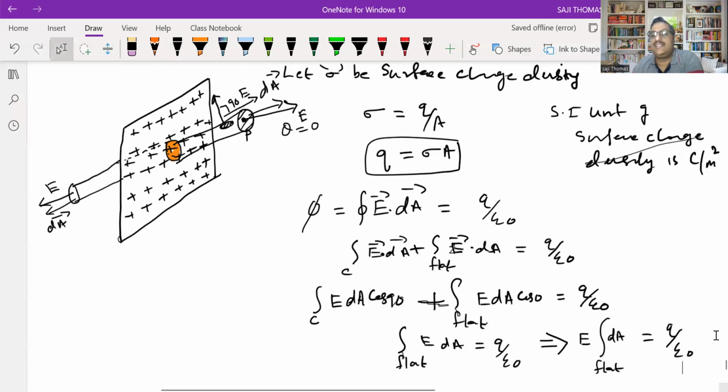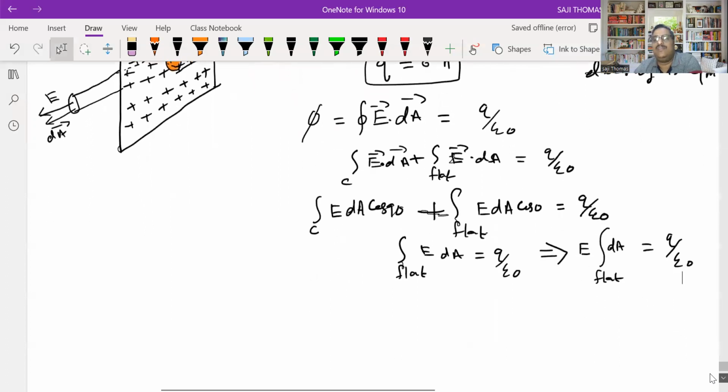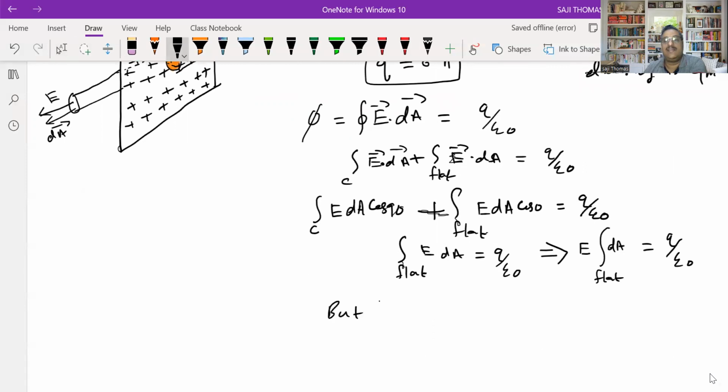So what we can write? Integral dA as 2A. What is A? Area of the sheet. Integral dA equals 2A. So what will be the electric field intensity? E into 2A equals Q by epsilon 0. E is equal to Q by 2 epsilon 0 A.